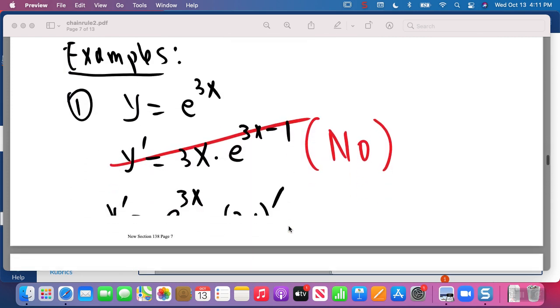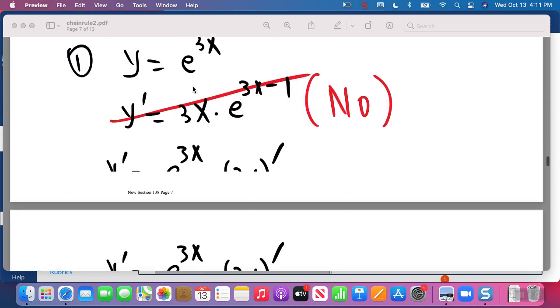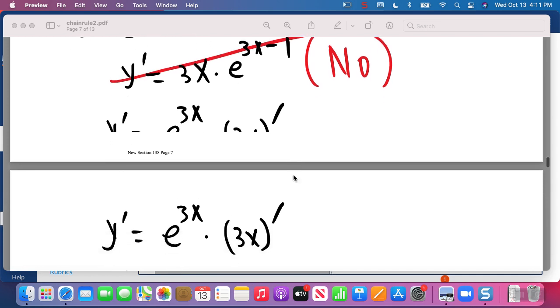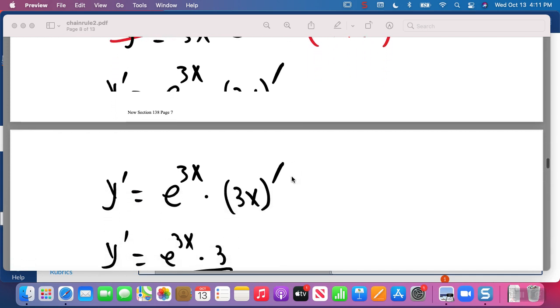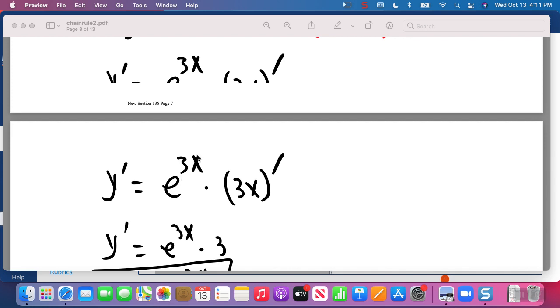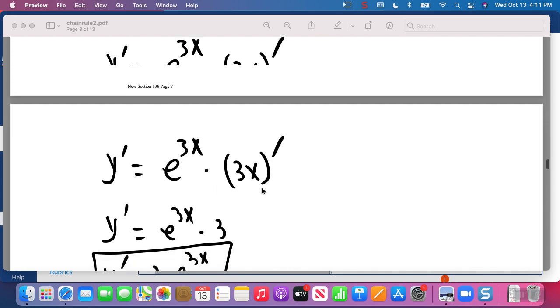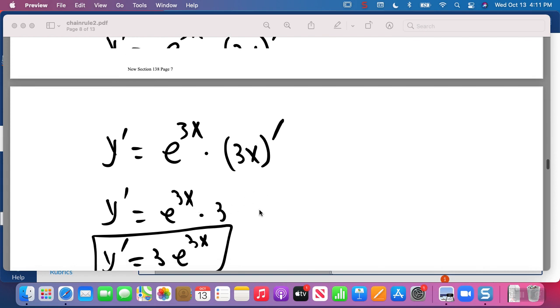For example, y equals e to the 3x. So the derivative of y equals e to the 3x is going to be e to the 3x itself times the derivative of the exponent, 3x. So that makes it 3 times e to the 3x.